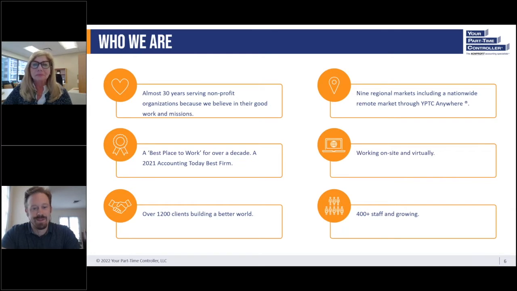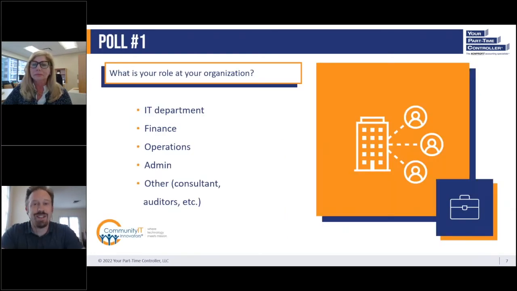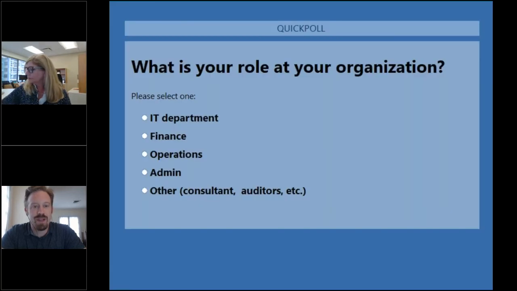Matt? Great. Well, we've told you all a lot about us, and now we'd like to get a little better sense of who is joining us here today. So we'll pop up a poll where you can just fill in your checkbox in terms of your role at the organization. Are you part of the IT department, finance, operations, admin, maybe others? So just take a minute to respond to that poll. We'll reflect that back out here after it's open for a few minutes.